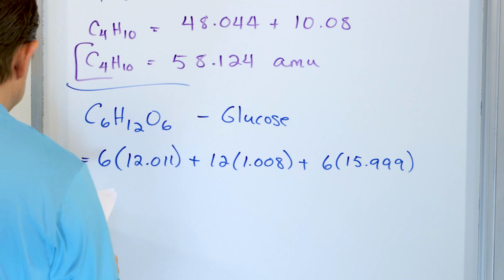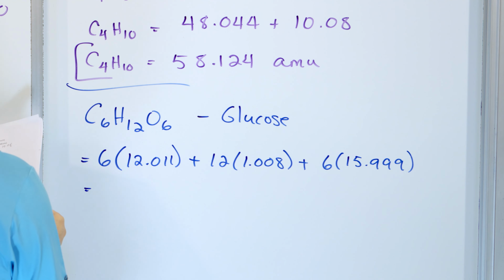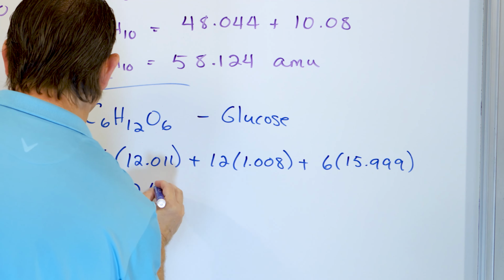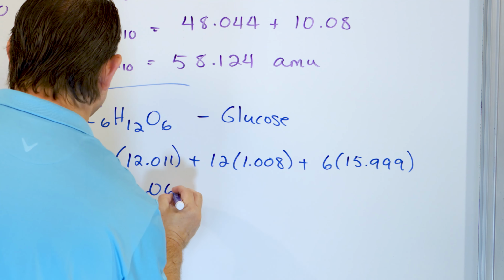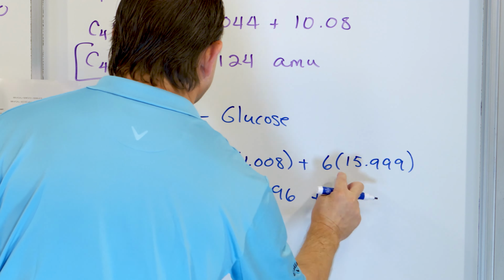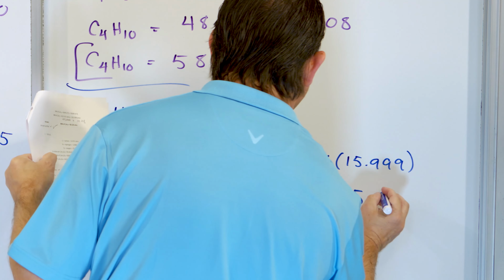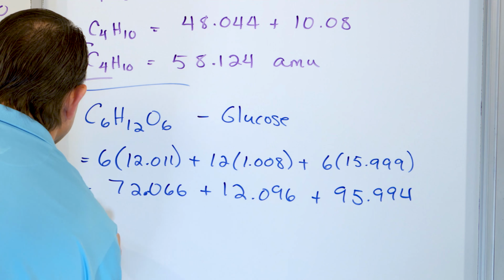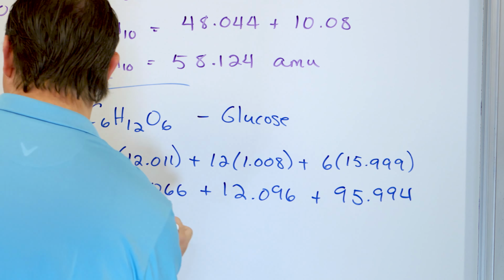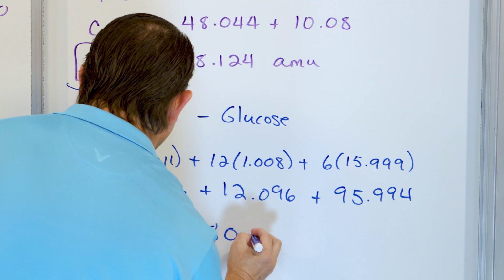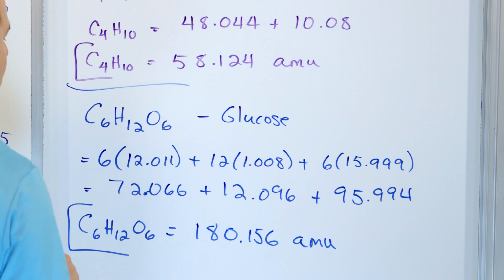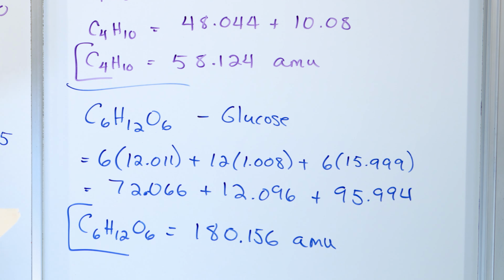All right. And so when we multiply this out, 6 times 12.011, we get 72.066. And then we multiply this out, we get 12.096. And we multiply this out, we get 95.994. And so for C6H12O6, which is glucose, when you add these numbers together, you will get 180.156. What unit are we working in? Atomic mass units. So you can see it's much, much more massive than water or any of these other things that we've talked about so far.